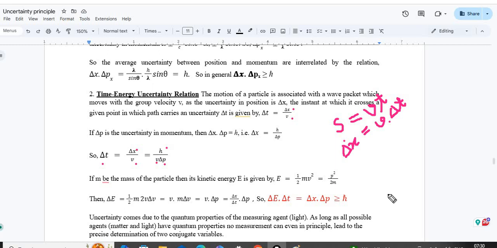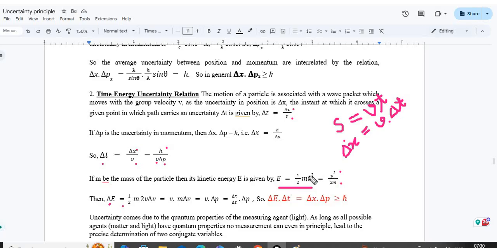Now we have another relation when the particle is moving, so the energy of the particle is given as half mv square, or this is p square by 2m. So find the energy uncertainty. So this will be delta E. So actually you can think about differentiating this one. So E is equal to P square by 2m. When we are differentiating this one, this will be delta energy. This is equal to half of m.